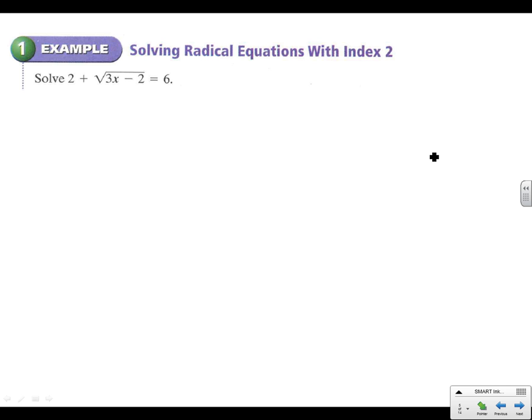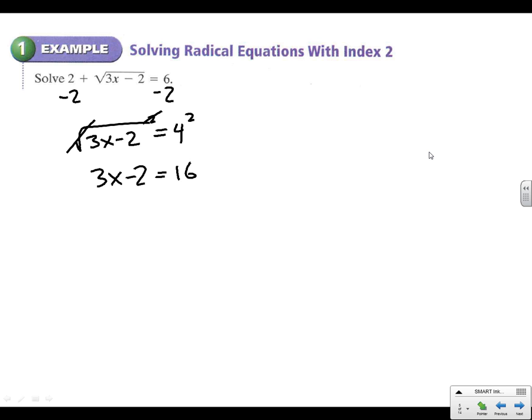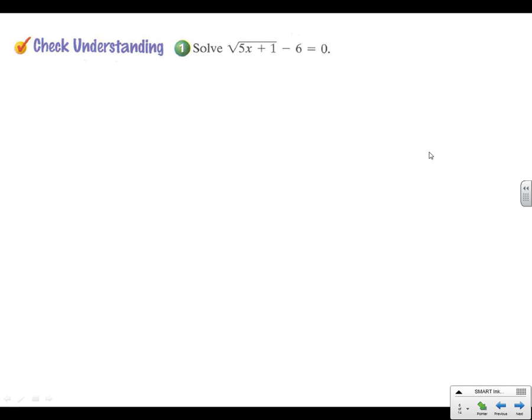So our job first is to get the square root by itself, so we're going to minus 2 on both sides. We're left with the square root of 3x minus 2 equals 4. And then our job is to cancel out the square root, so we need to square both sides. On the right, we get 16. On the left, the square root cancels the square, and we're left with 3x minus 2, just whatever was underneath the square root symbol. We're going to add 2 and get 3x equals 18, and so x equals 6. And we've solved the problem. All right, so you do understanding check 1 and see if you can solve for x.